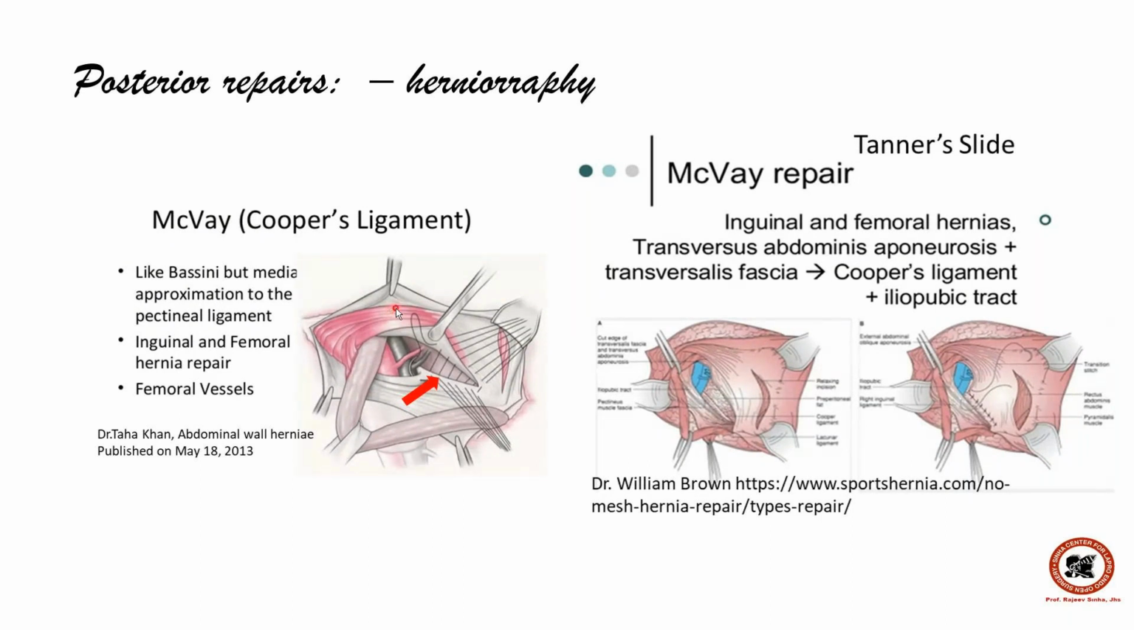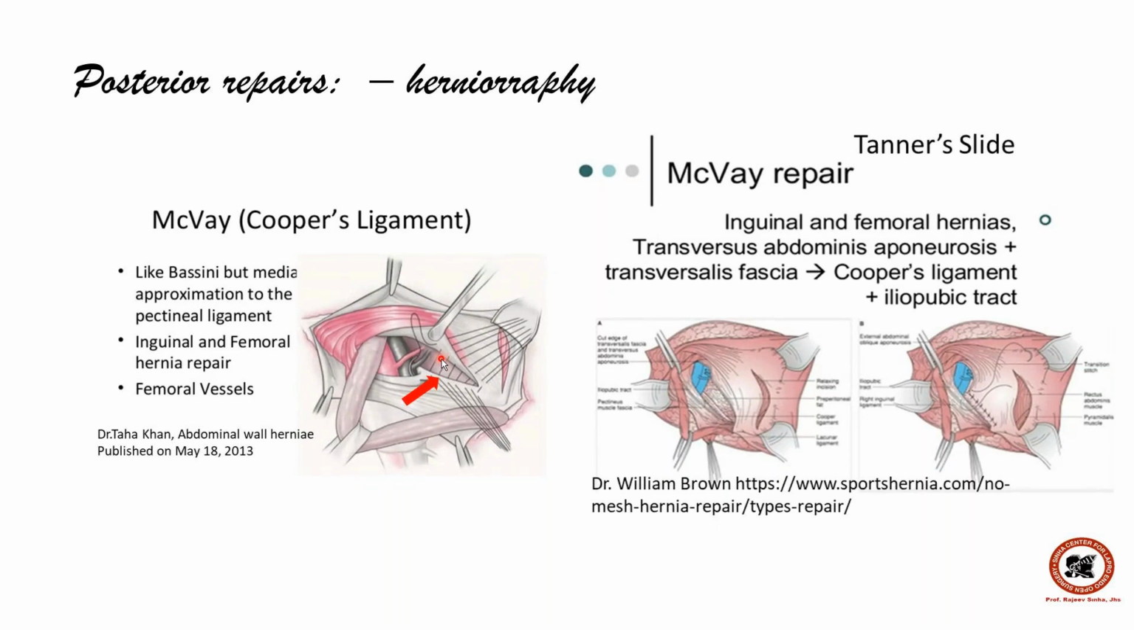Now see here, this is the iliopectineal or the Cooper's ligament, right? So you're basically approximating transversalis fascia to the iliopectineal ligament. So you're truly using a structure lying truly posterior to the spermatic cord in the region of the inguinal canal. That is the McVay's Cooper's ligament repair.